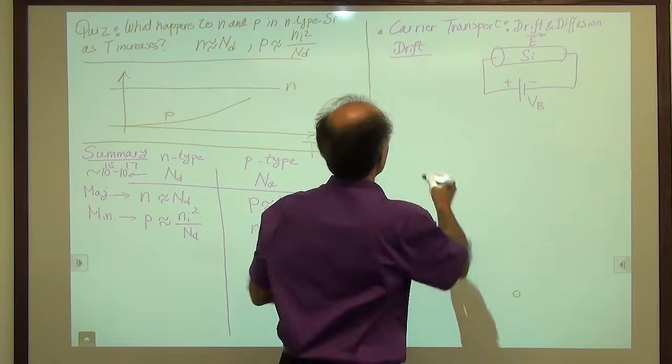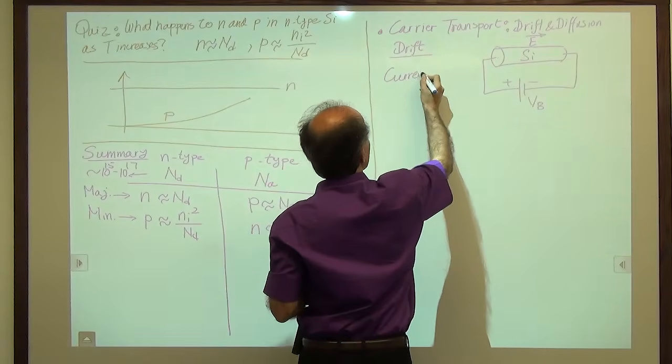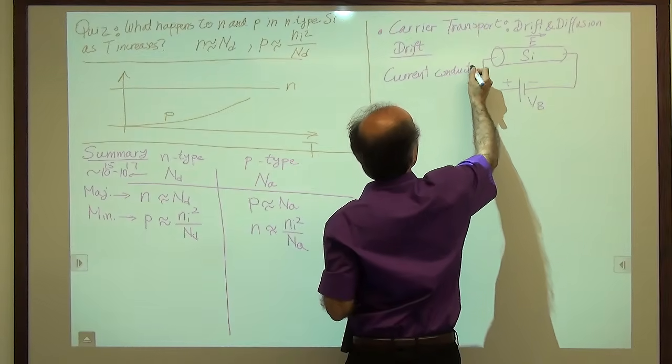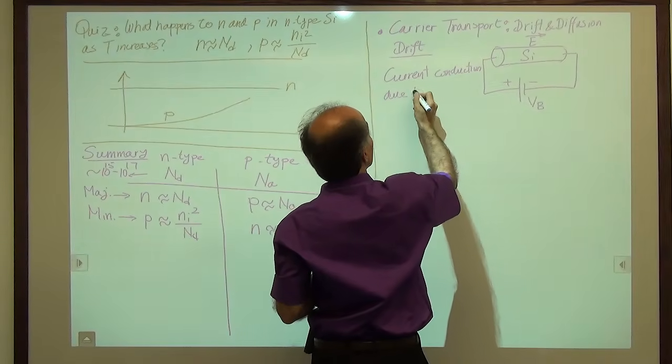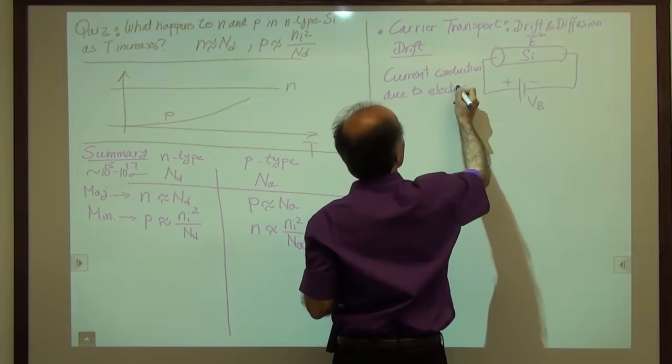So drift is simply current conduction due to electric field.